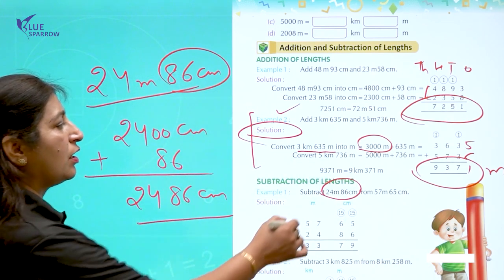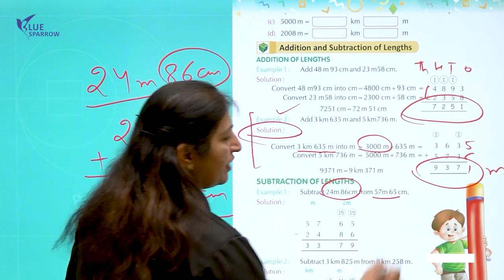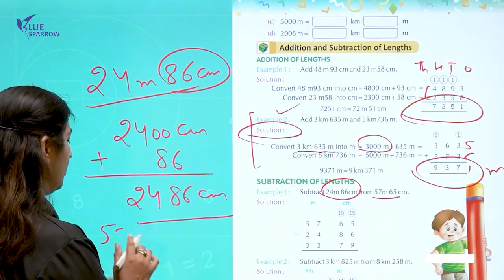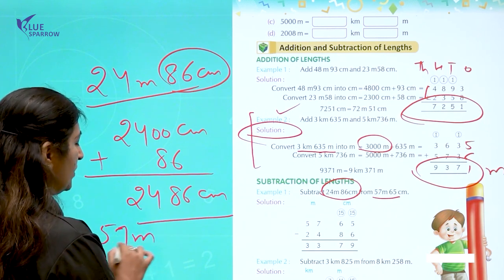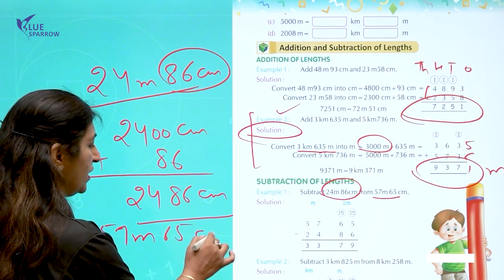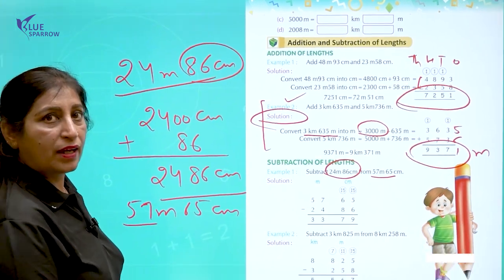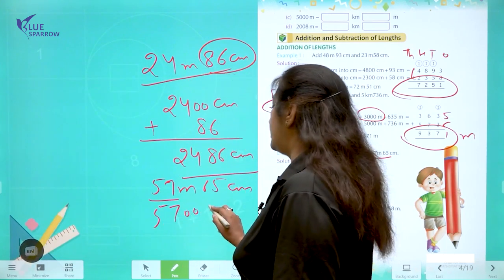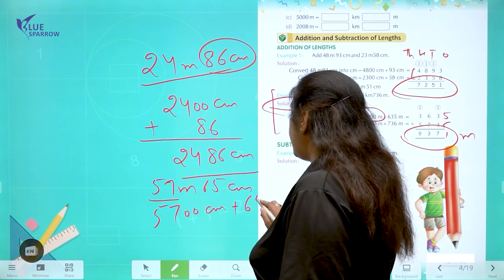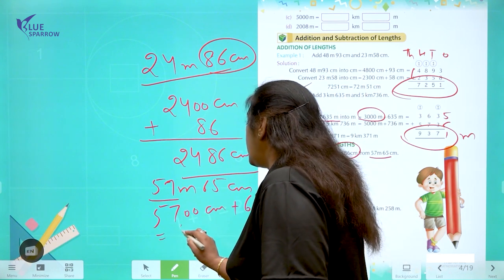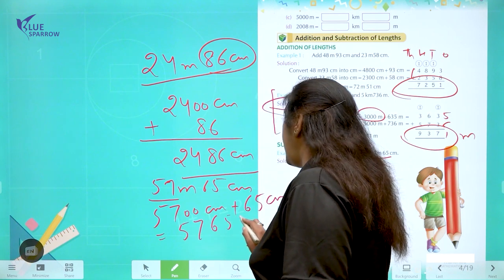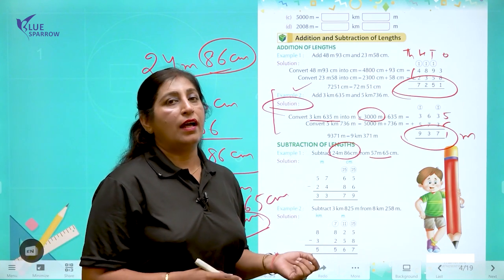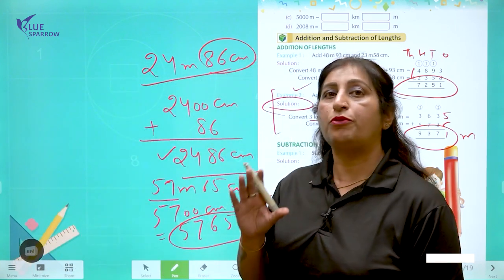Now the second length is 57 meter 65 centimeter. So 57 meter gives 5700 centimeter. 57 meter and 65 centimeter means we would multiply 57 by 100. This answer becomes 5700 centimeter, and we would add 65 centimeter to it. So your length becomes 5765 centimeter.